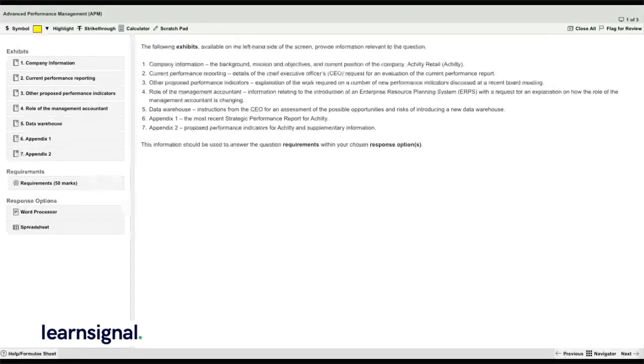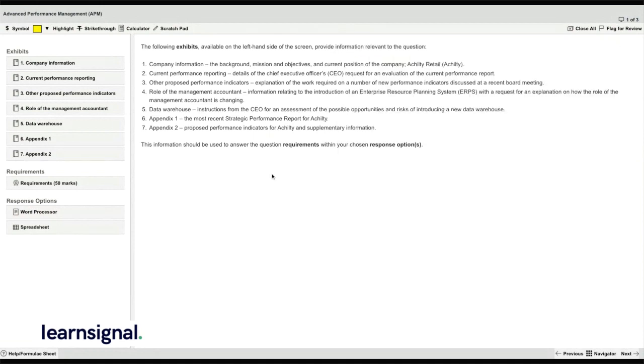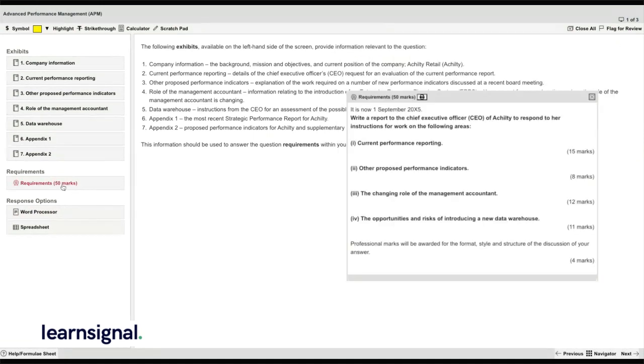For those who have worked through practice CBE questions before, they will be familiar with the structure of the platform, which includes information within the different exhibits, the question requirement, and the response templates, which include a word processor and spreadsheet. Looking first at the requirement, you can see we are asked to write a report to the CEO of Akilti in which we respond to her instructions around these four areas and the marks available for each.